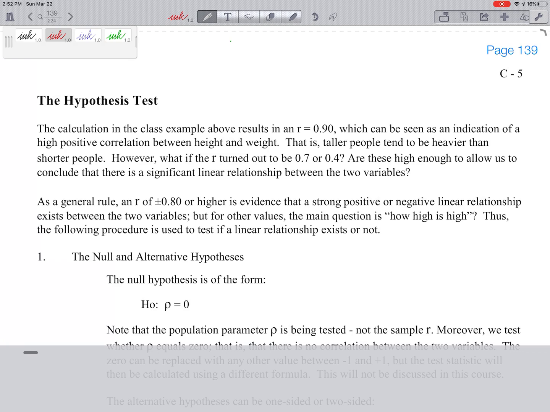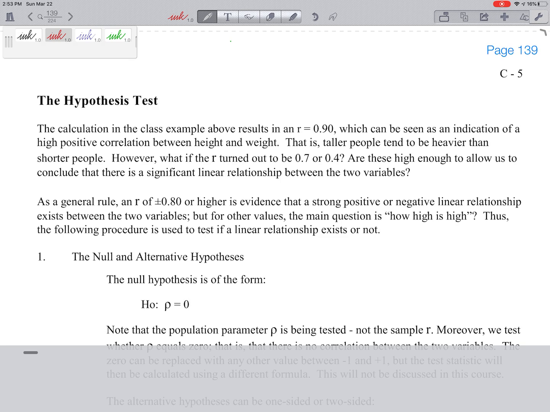When we talk about significance, the question is, is this particular correlation significantly different from 0? Or we could test it against some other value. Is it significantly different from 0.5, which is what it was last year or something? We won't be doing that. We'll just be looking at whether it's significantly different from 0. Now, 0, of course, means that there's no relationship between the two.